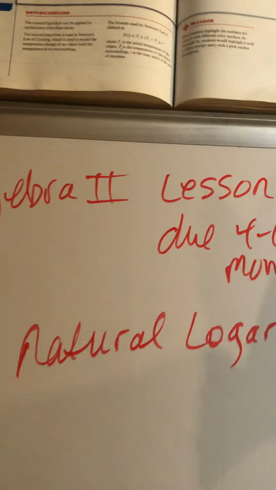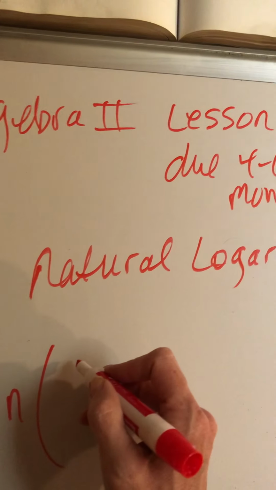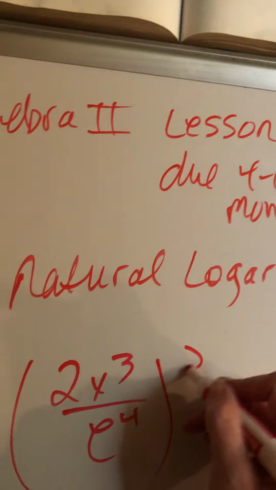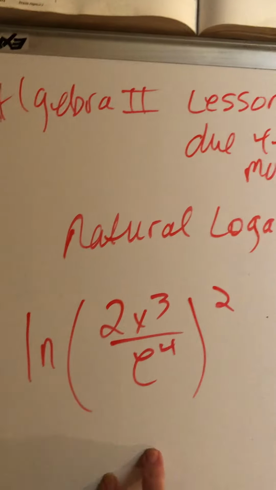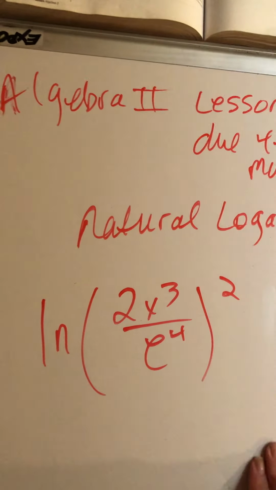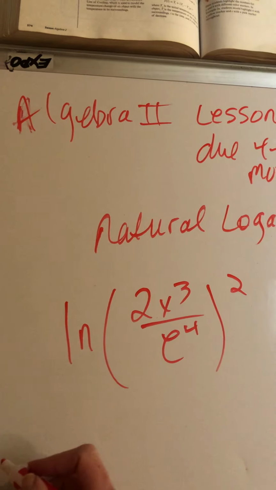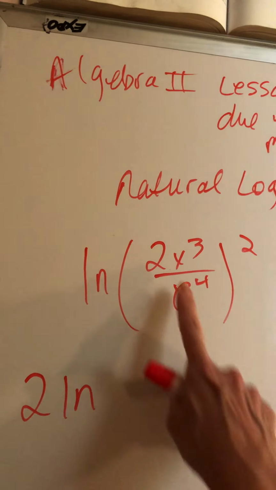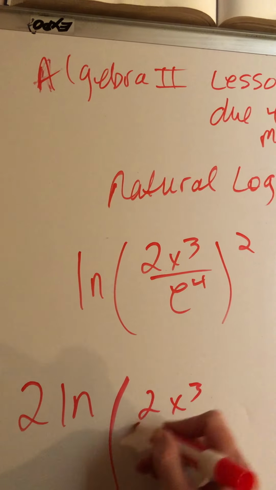Then right now, the most complicated one you'll have is something like this. Natural log of 2x cubed over e to the 4th all squared. Something like this is the most complicated one you'll have. Now there's two different ways to approach this, and we're going to follow the rules and properties of logarithms. So we're going to move that 2 in front. The thing we have to remember about it is that it's going to have to distribute to everything in here, okay? So let me rewrite this for just a second.